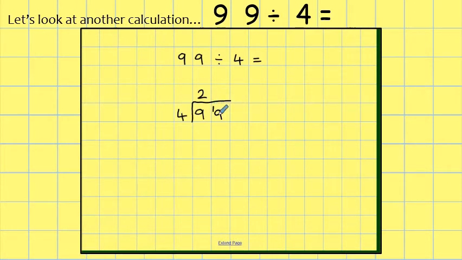So now we need to think of how many lots of 4 are there in 19? Think of your 4 times table. I know that 19 isn't in my 4 times table, but let's just work it out. 4, 8, 12, 16, 20 is the next one, isn't it? So once 4 is 4, 2 4s are 8, 3 4s are 12, 4 4s are 16, and then we've got 17, 18, 19, 3 left over. 99 divided by 4 is 24.